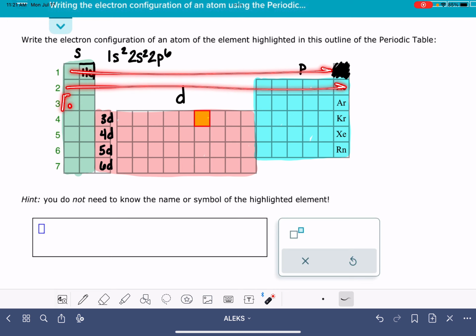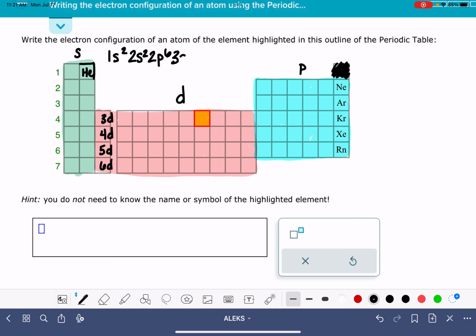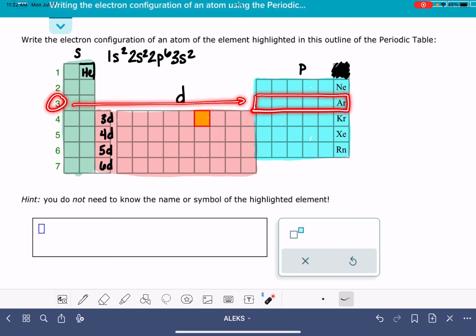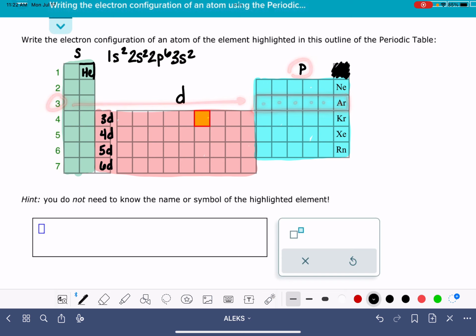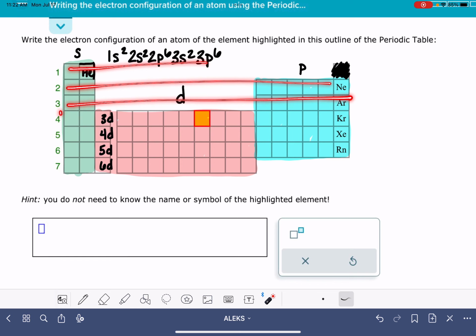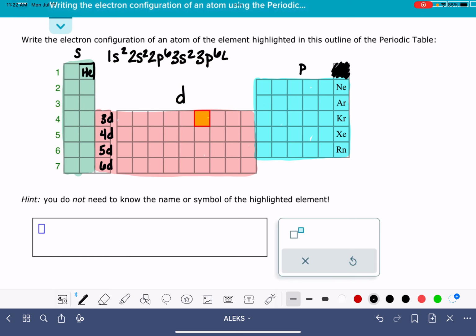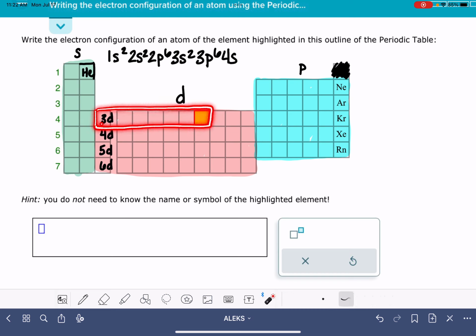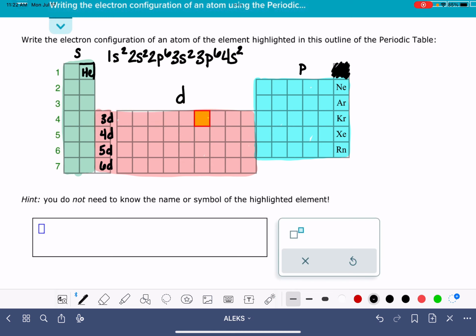And I'm going to keep going from left to right, from top to bottom. Now I'm here. I'm in the 3s, 1, 2. So that's 3s2. And then I move over here. This is 3p, 1, 2, 3, 4, 5, 6. 3p6. And basically you just keep doing this and you stop at your element. So I've been through all of these. Now I'm here, 4s, 1, 2. And now I'm in the d's. And remember, they're one number behind, so I'm in 3d. Oh, I forgot my 2. I'm in 3d, 1, 2, 3, 4, 5, 6, 7. 3d7. That's the full electron configuration for this element.